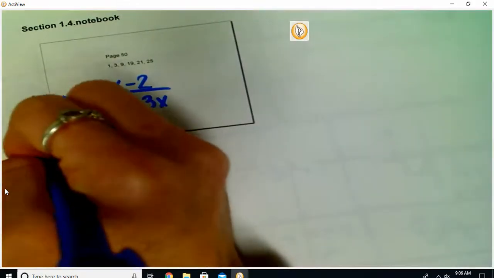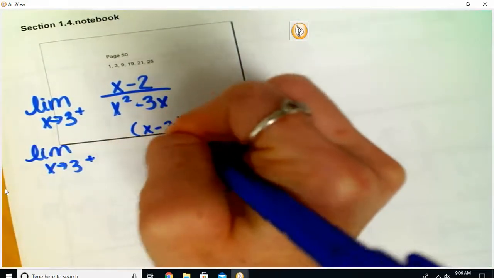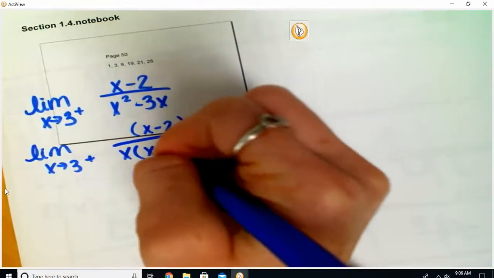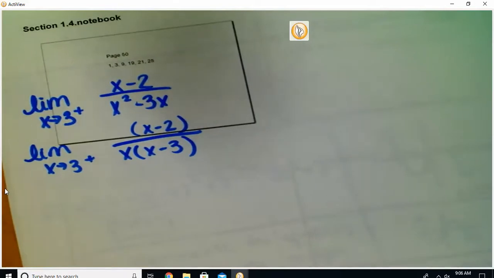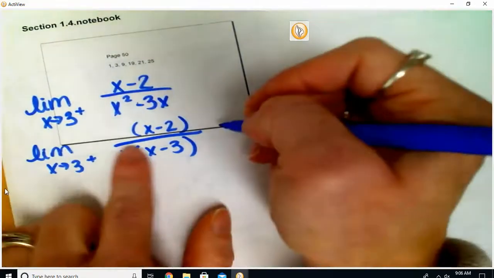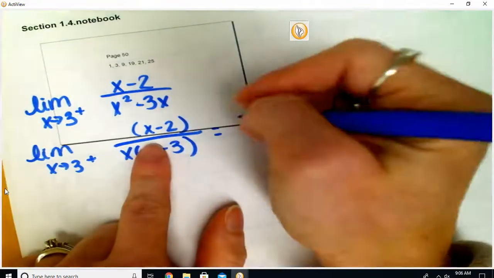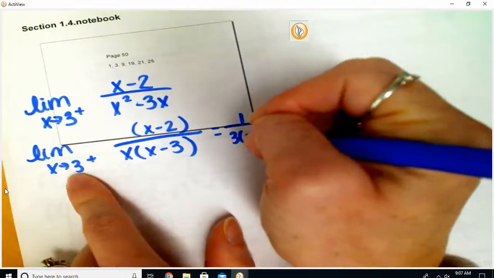So, x minus 2, I can't do anything with that. What can you do on the bottom? Well, add an x. Okay, if I look at this, does anything cancel? No. So let's see if we can reason through this. If I were just to plug in, the top would go to 3 minus 2, so 1, over the bottom we would have 3 times 3 minus 3, which is 0.